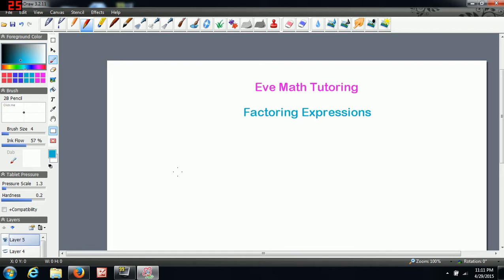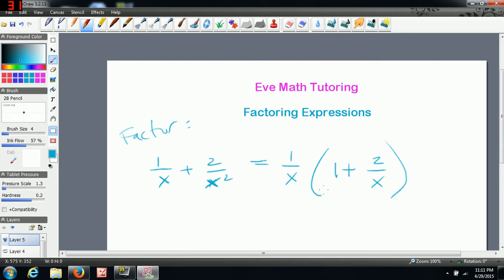Okay, let's try some where we have algebra. So if we have 1 over x plus 2 over x squared, what can you factor out of here? You can factor out 1 over x. In that case, you would be left with 1 here, and over here you would be left with 2 over x. If you multiply this back, you should end up with your original answer.